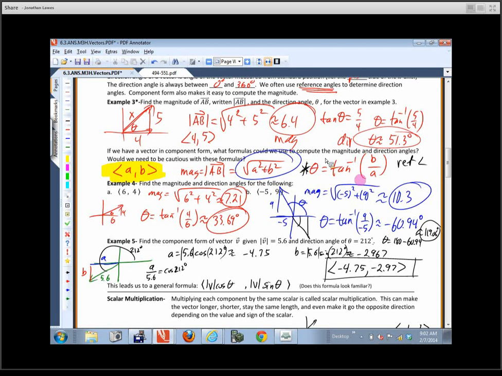And then we talked about how we can find the direction angle using tangent inverse. But we've got this little caution right here, this little asterisk, which means when you do that, your calculator is going to give you a reference angle, or at least the size of a reference angle. And then you've got to stop and think, okay, which quadrant am I in, and how can I use that reference angle to figure out what the direction angle is? Okay, so make sure you're careful with those.